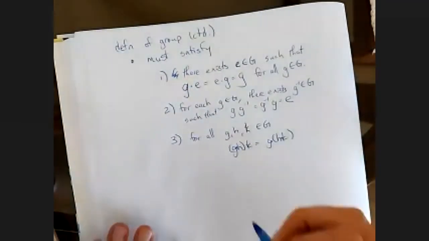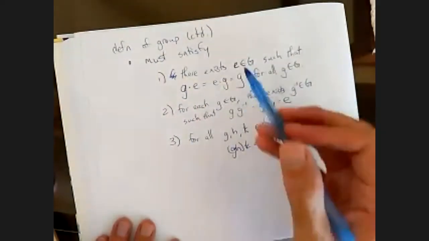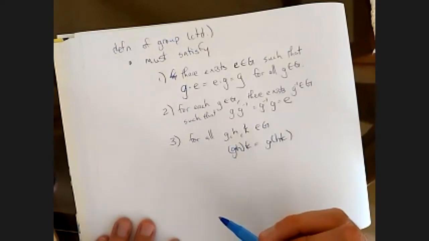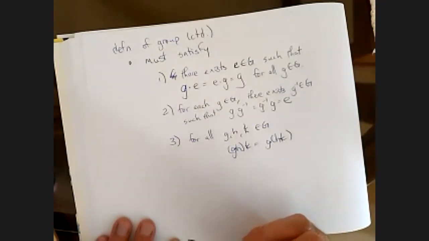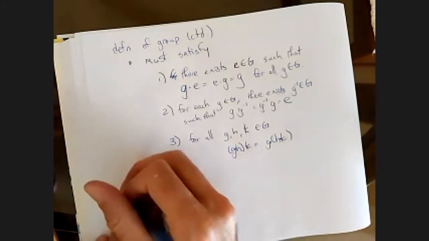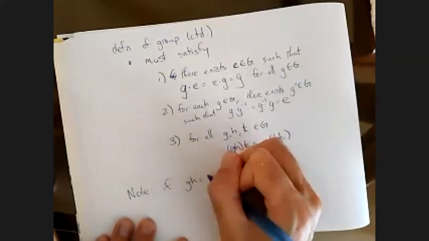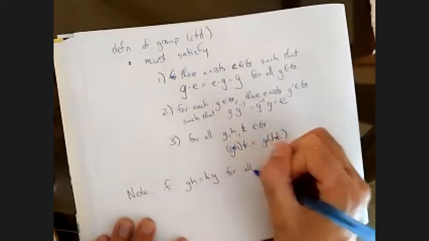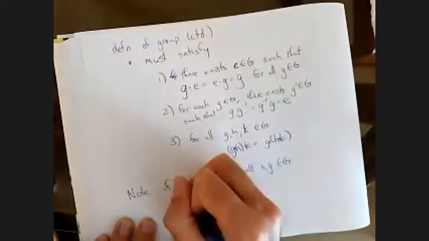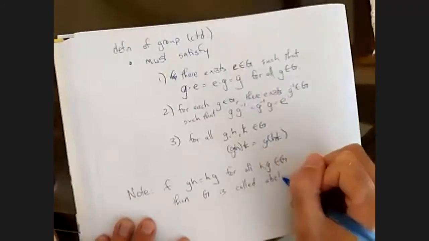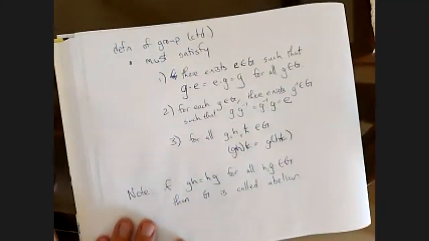If we have a set with a binary operation and these three properties are satisfied, then we have a group. That is our abstract definition of a group. As an additional note, if gh equals hg for all h and g, then G is called an abelian group. So we're off to a good start. The integers are an example of a group.